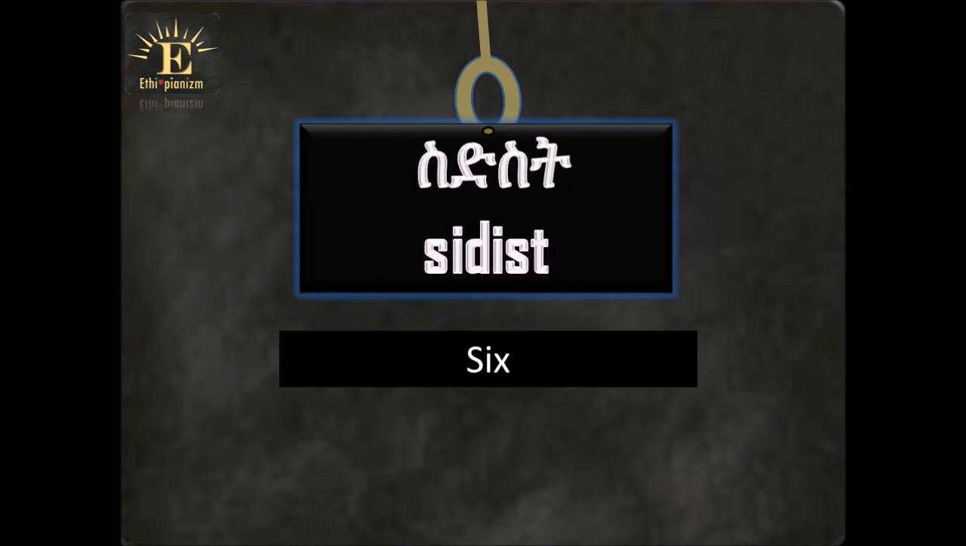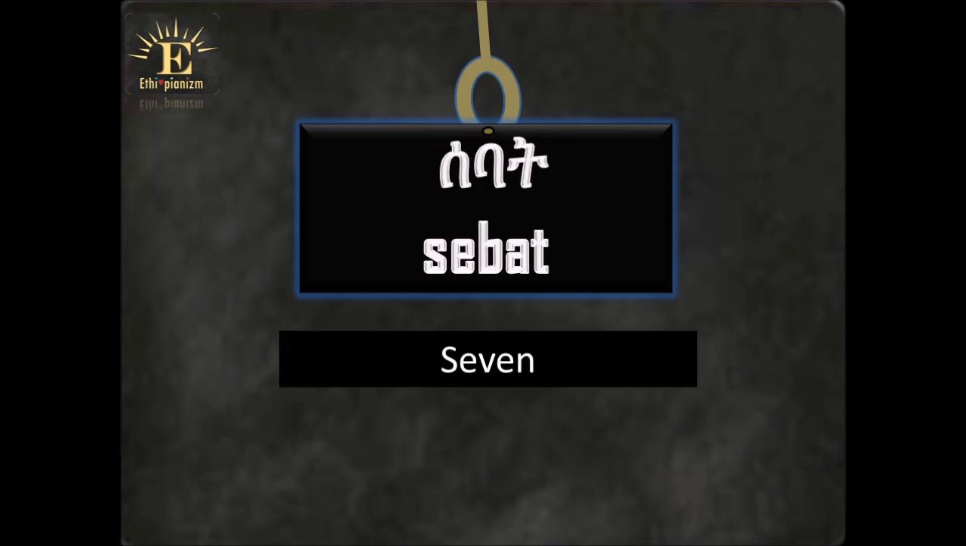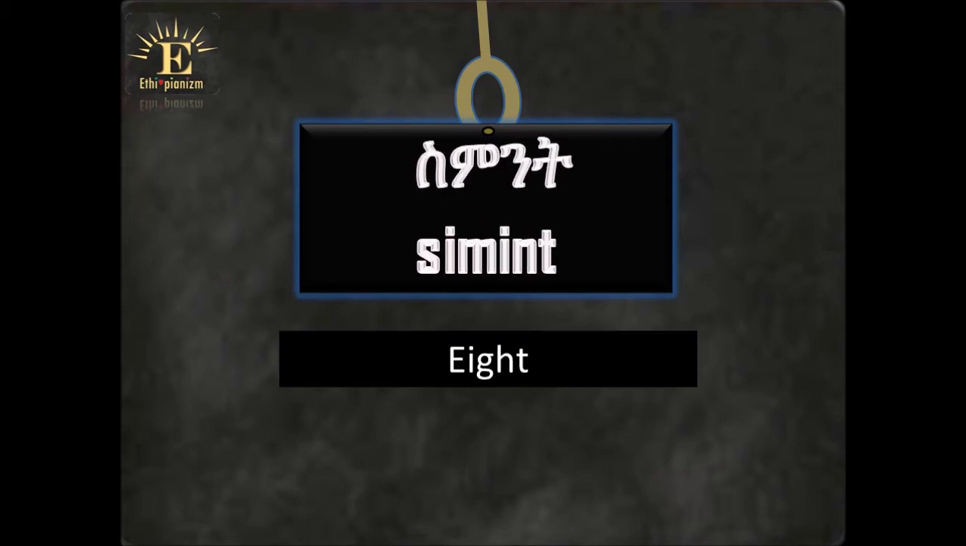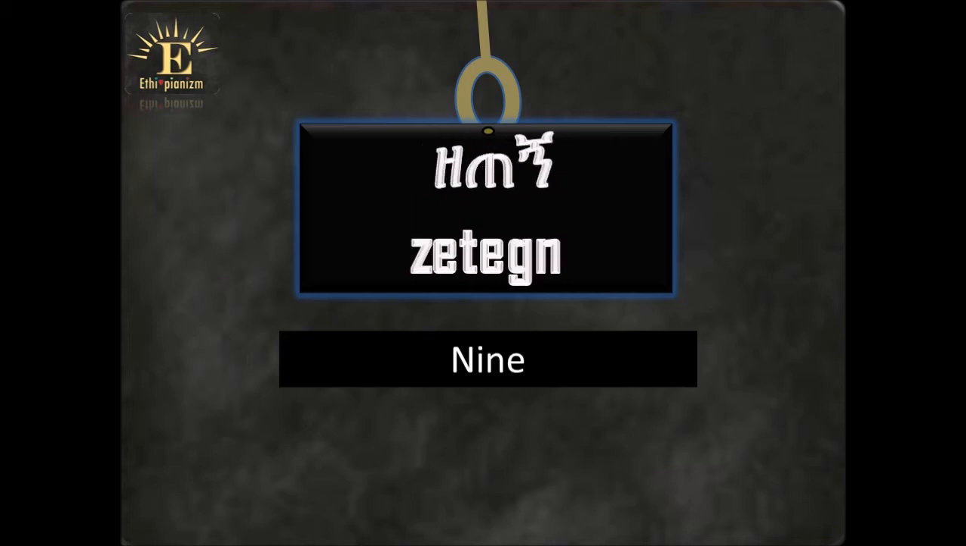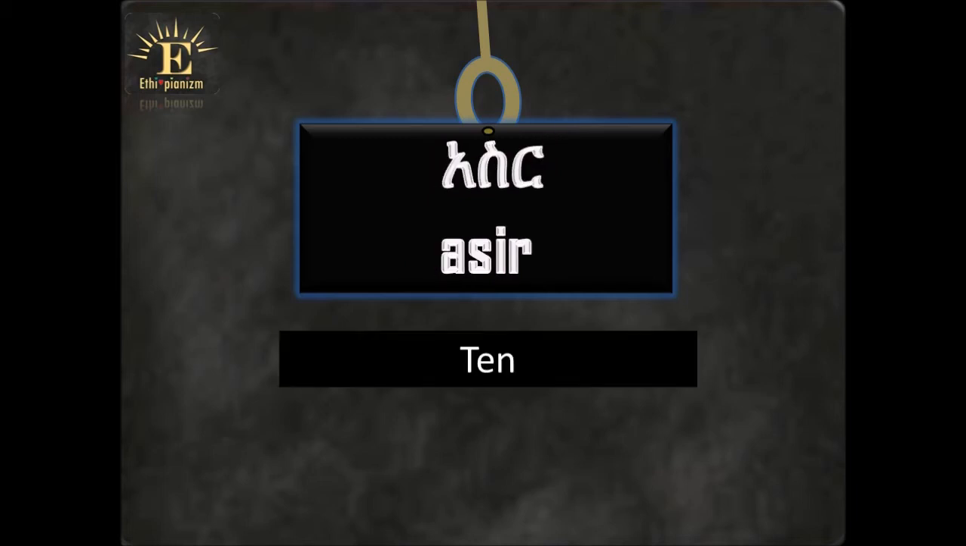Sidist is 6. Sebat is 7. Siment is 8. Zeten is 9. Asir is 10. Now, when I start 11, it will be Asrahand.